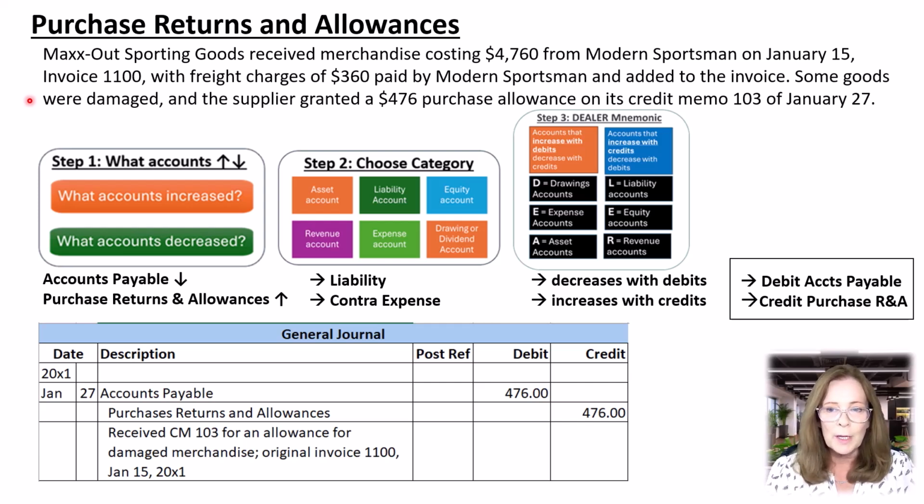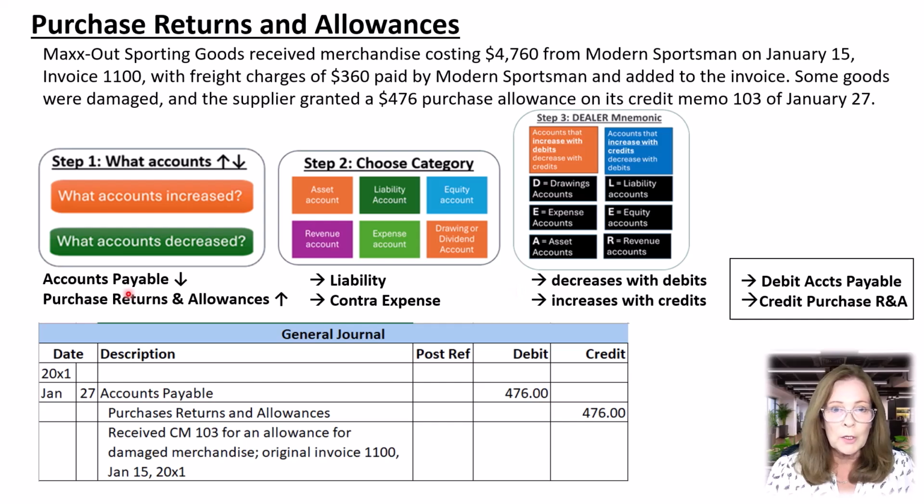$5,120 to accounts payable. Now, unfortunately, some goods were damaged and the supplier granted a $476 purchase allowance on its credit memo 103 of January 27th. When we analyze the transaction, we find that accounts payable decreased because of the purchase allowance. Accounts payable are a liability, and liabilities decrease with debits.